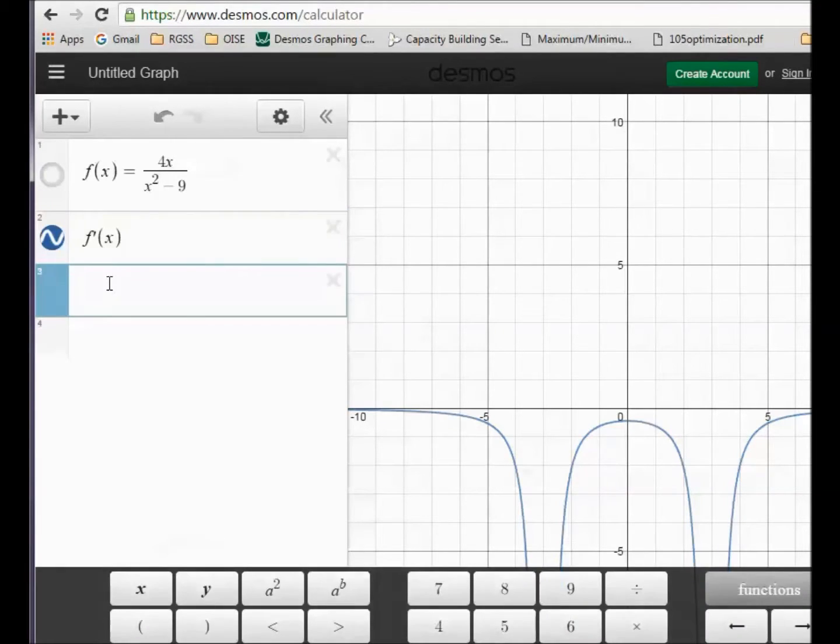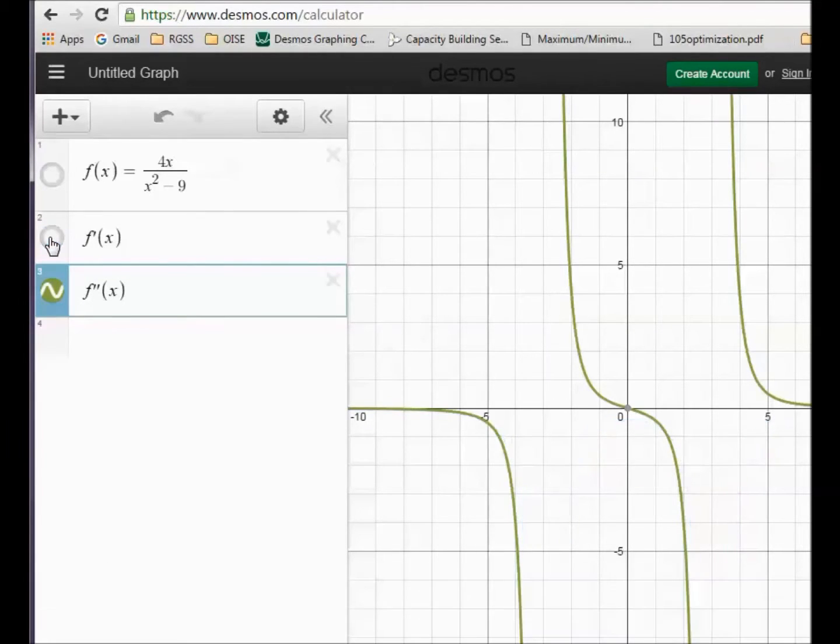And then repeat that one more time for f double prime of x. And again, click on the colored icon next to f prime, and that graph will disappear. And then the one that's remaining is the second derivative. Okay, so sketch all three functions on your page.